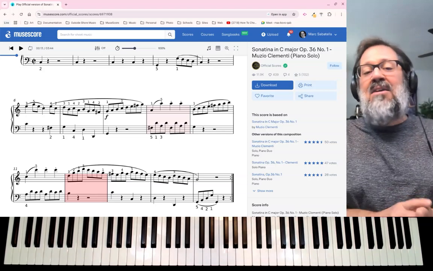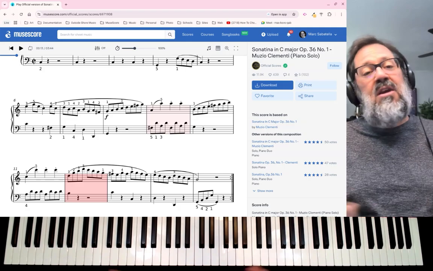So there you have it. That is what a sentence structure is in a melody.